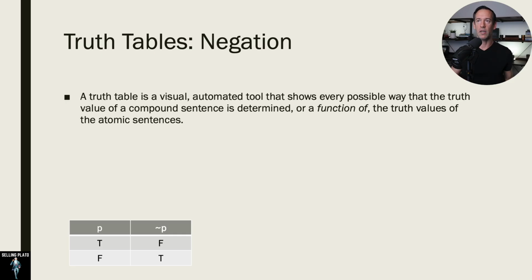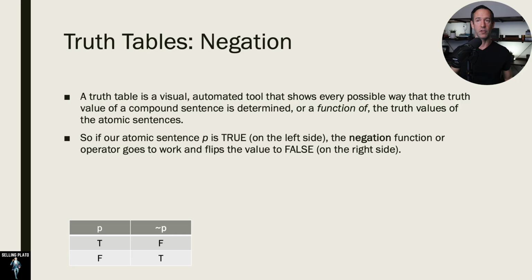So what do we mean? A truth table, like the one that you see there for negation, is a visual and automated tool that shows every possible way that the truth value of a compound sentence is determined, or a function of, as we talked about last time, the truth values of our atomic sentences. It's just a truth function. Remember, we have inputs and then we have outputs when we have a function.